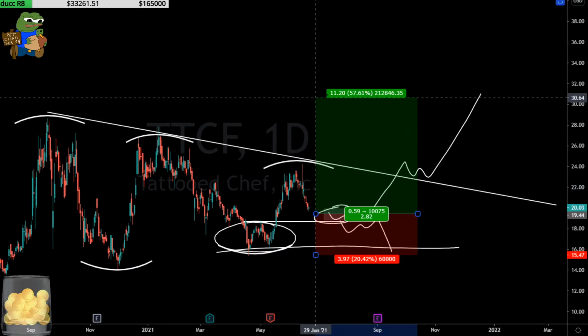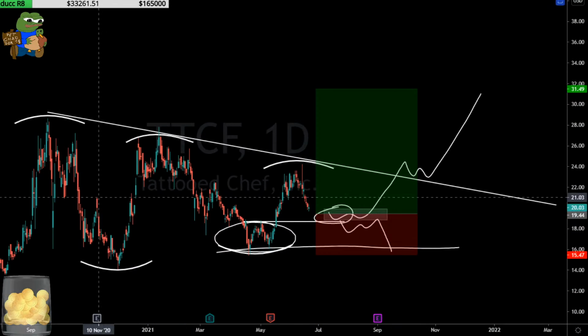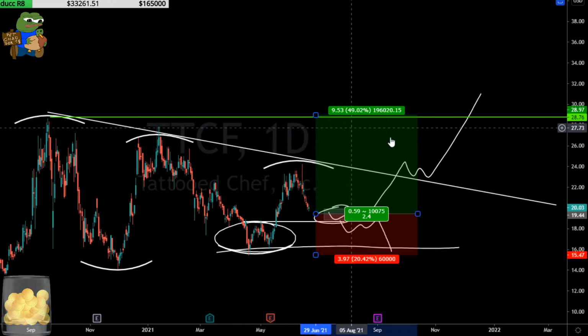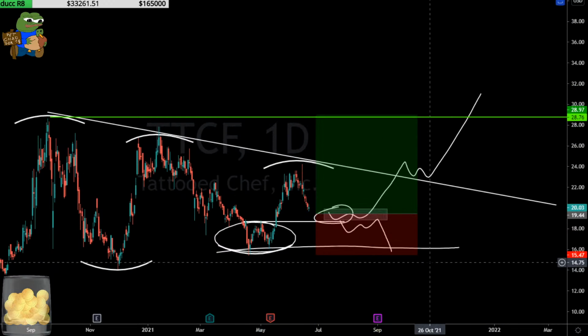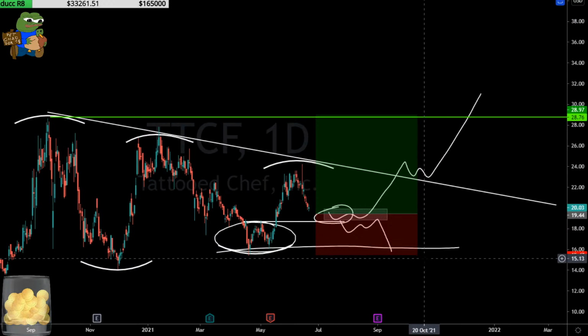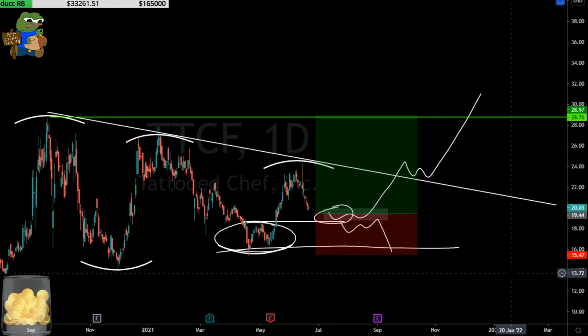Target would be up here, like 30 bucks. Basically, you'd want to sweep the highs. 30 bucks target. You really don't even want to lose 18, but you definitely don't want to lose 16. Target 28. Go from there. Take it from there. All right, so cool.